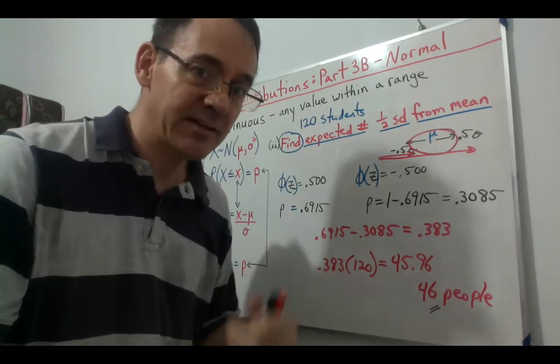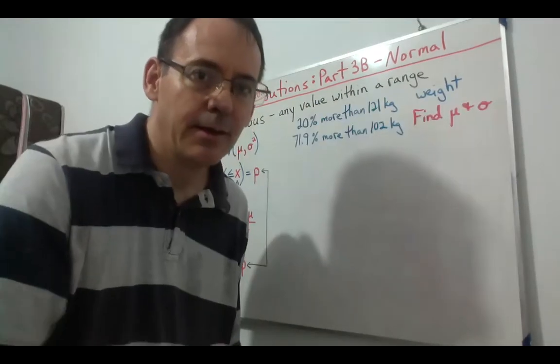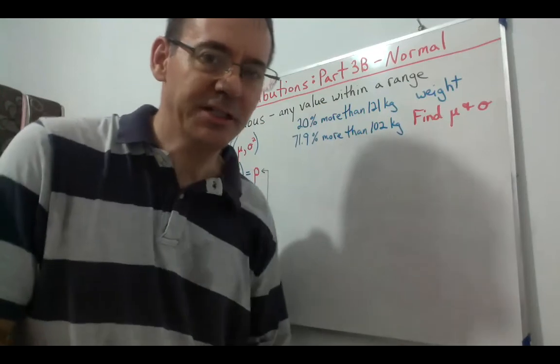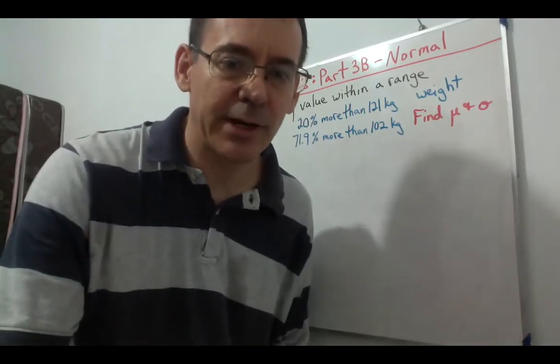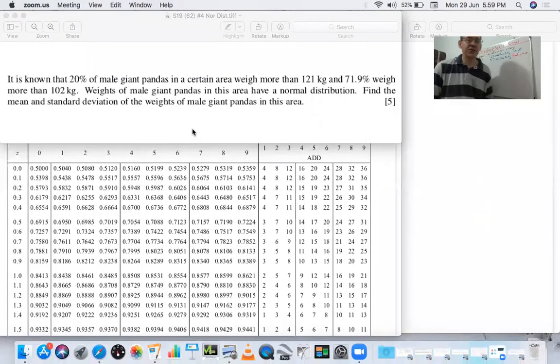So let's look at the next question. Okay, here's our last question, and let's go right to it first so that we can read it and see what it says. It says, it is known that 20% of male giant pandas in a certain area weigh more than 121 kilograms. And 71.9% weigh more than 102 kilograms.